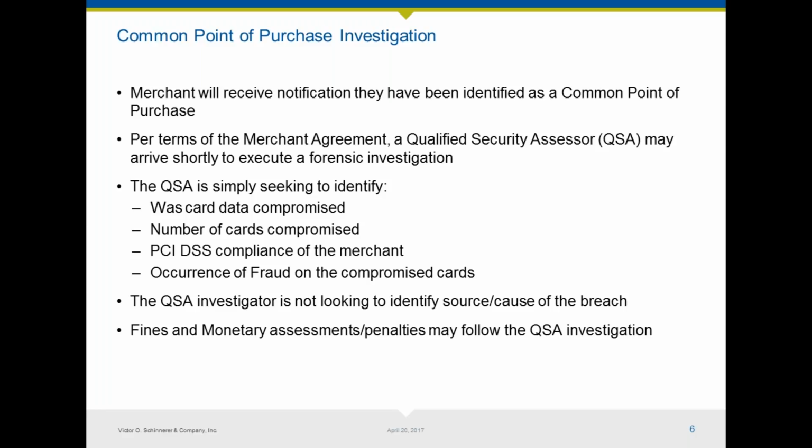The QSA investigator is not looking to identify the source or the cause of the breach. They don't care. All they're looking for is whether the cards that have passed through that Starbucks on 85th Street have been compromised, and whether there are more cards that have been compromised. If they identify that card A was compromised on March 1st and card D was compromised on April 1, the presumption will be that there has been a compromise of data of all cards between March 1 and April 1. They are not going to determine whether a compromise actually occurred. They're there just to count cards and identify whether or not they have been compromised.